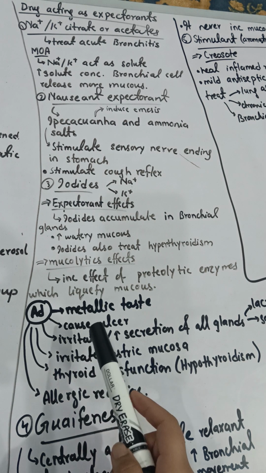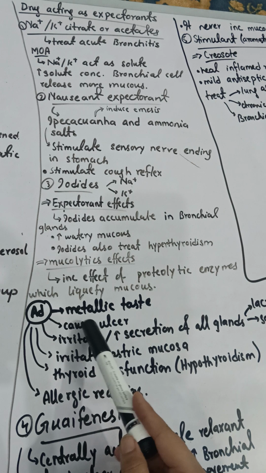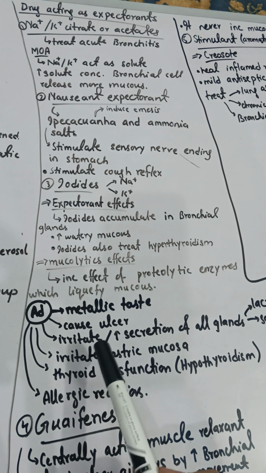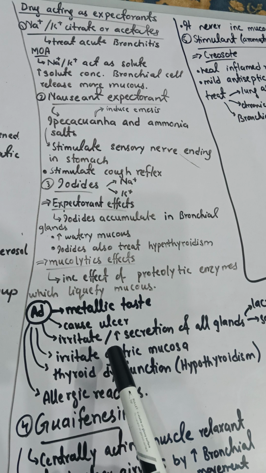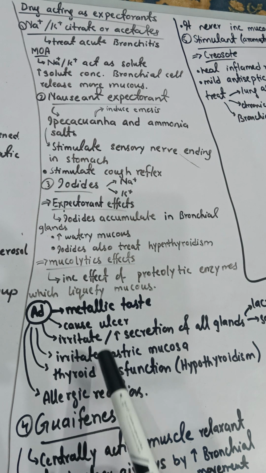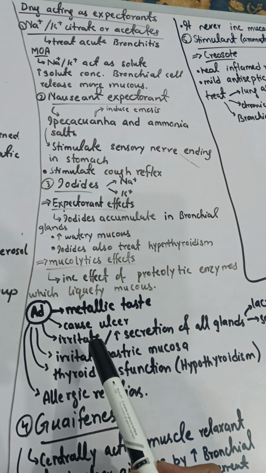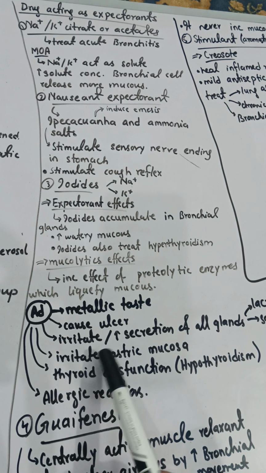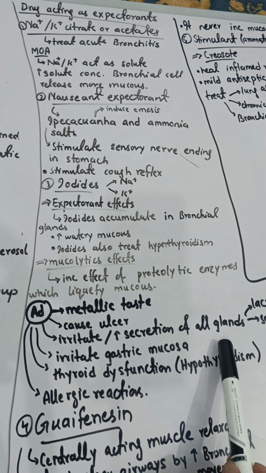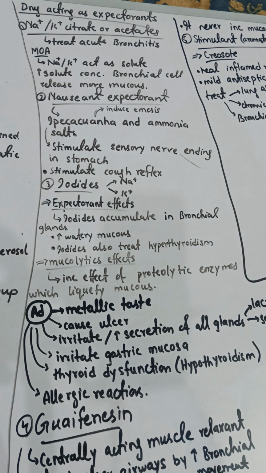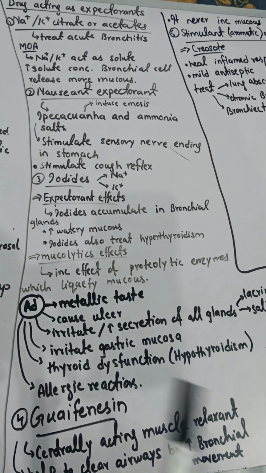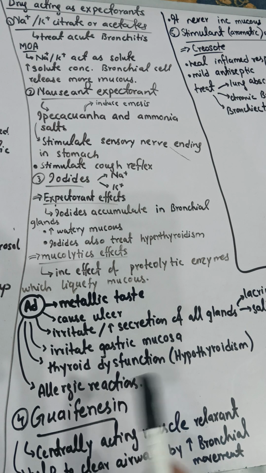So here I have written some adverse effects of iodides, which is it has a metallic taste. Due to very bad taste, the patient compliance is poor and the patient cannot take these iodides. Second, it also causes ulcers in the mucosa, so it is producing sores in the wall of stomach or in the wall of intestines, therefore they cannot be used for a long time. They also irritate or increase the secretions of all the glands which are present in your body. And what are the glands? Like lacrimal gland and salivary gland, so they increase their secretion. They also irritate the gastric mucosa.